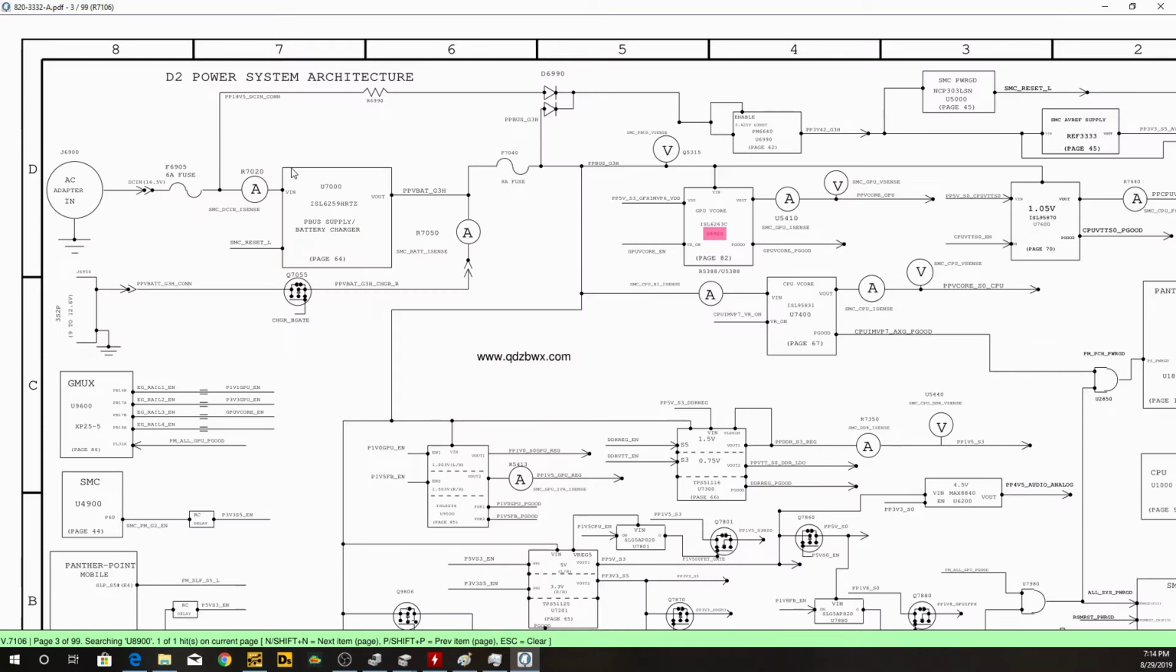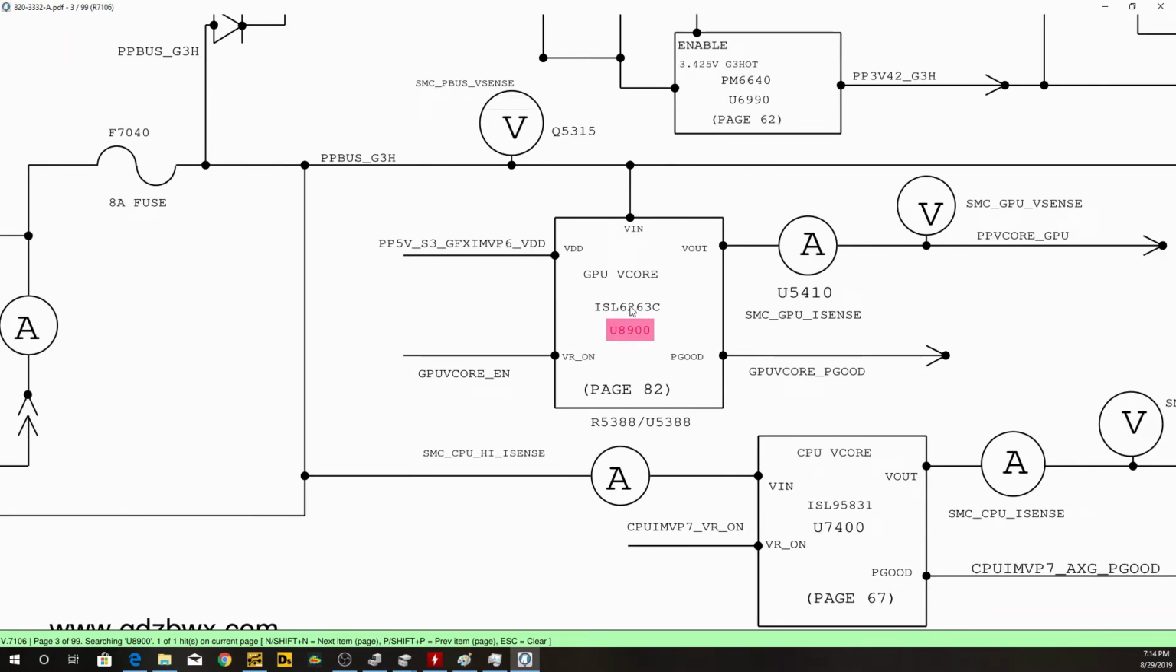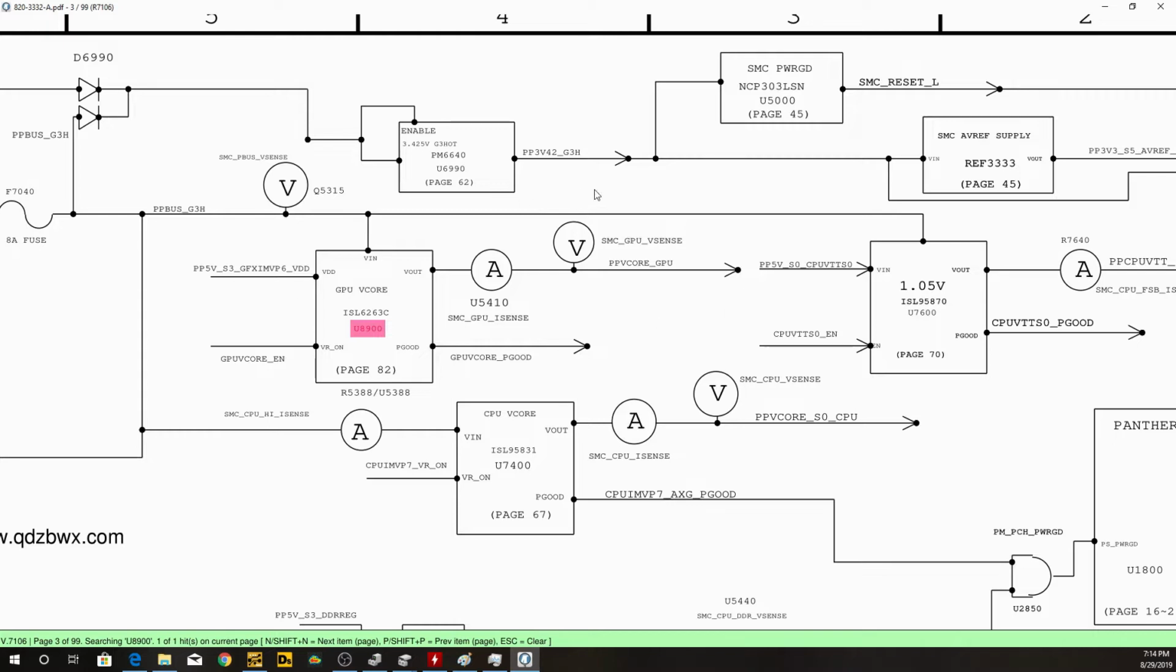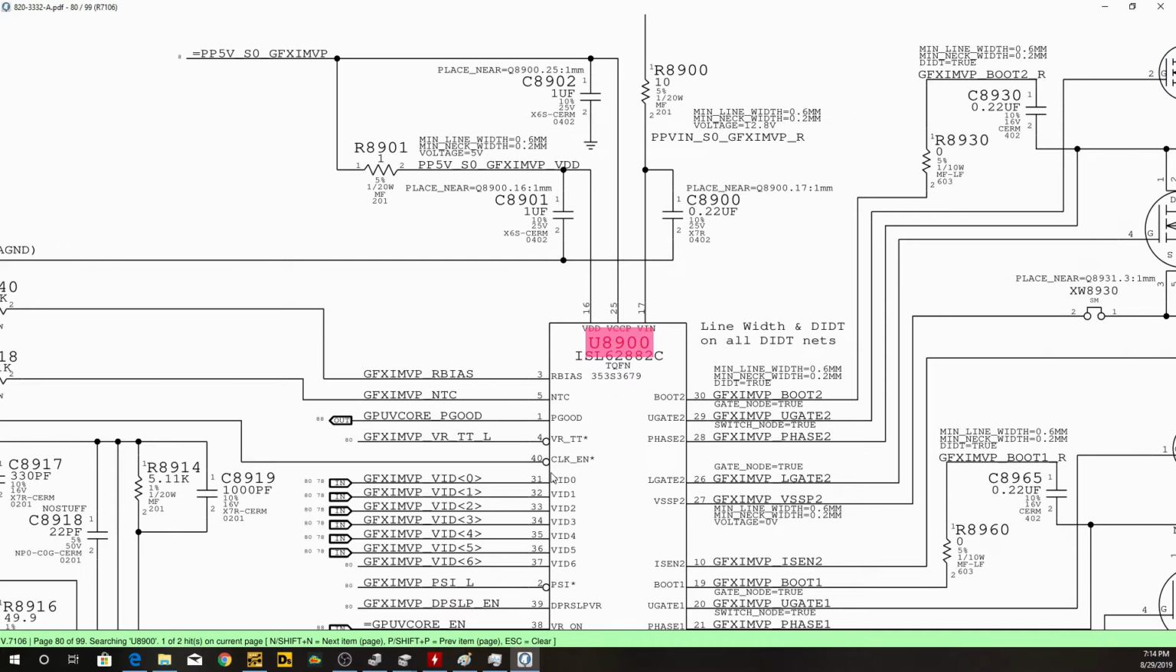Let's have a look at the system block diagram to see where GPU vCore comes from. If you look at this page of the schematic, it's the system power architecture. You can see voltage in from the AC adapter goes to the ISL, whatever. That's not very important, but we can see right here something labeled GPU vCore. This is an ISL6263C. In short, this is going to be our supply voltage for our GPU. However, there's a little more to how this works than just this chip. So let's look at this chip more in depth.